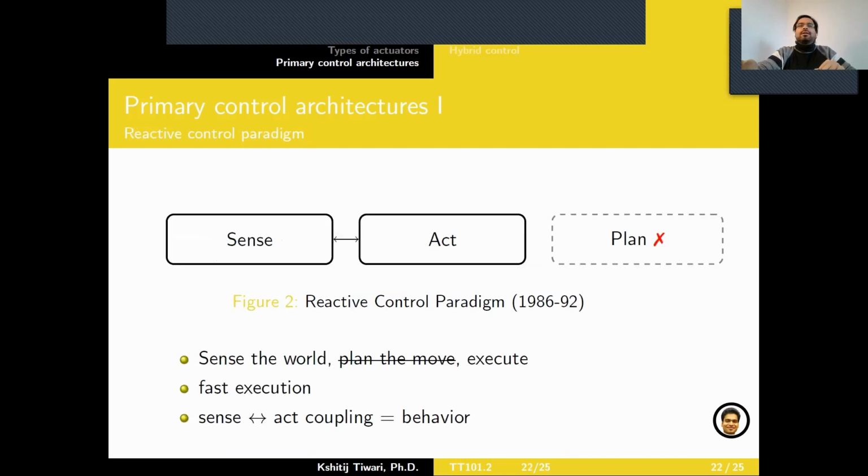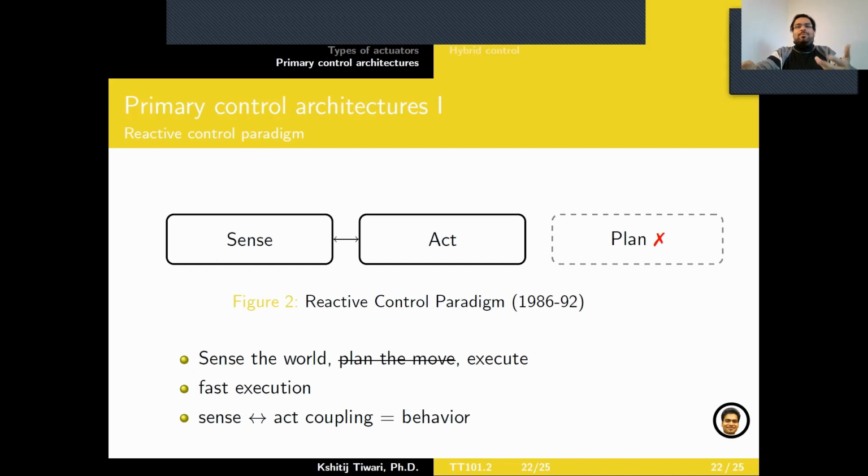Okay. Now then people came up with this idea. So that was a lot of deliberation going on in the previous architecture, right? So you sense a lot of things, then you make a lot of plans, and then you figure out, okay, what action do I take? And then you rinse and repeat. So there was planning going on, which means you were deliberating.